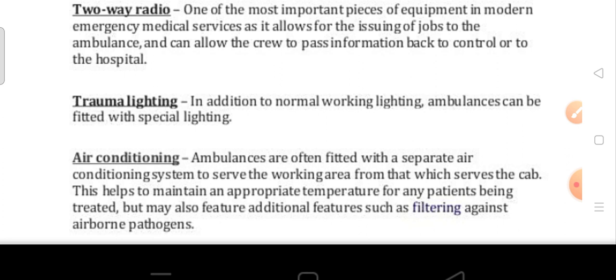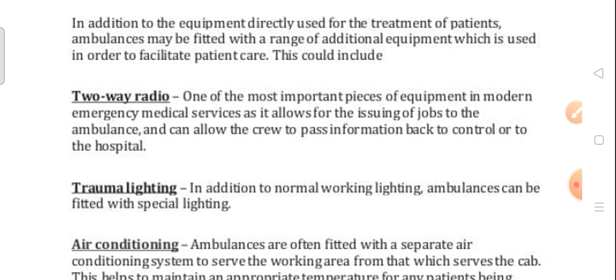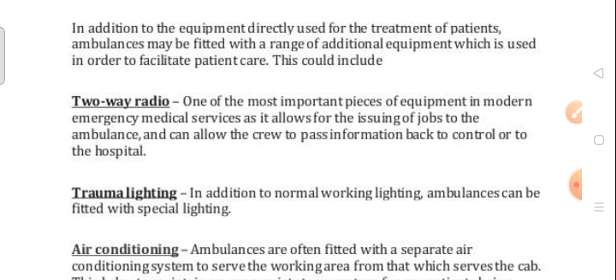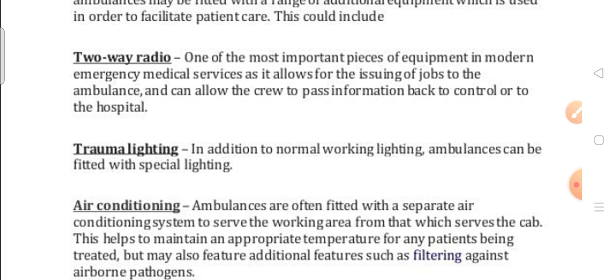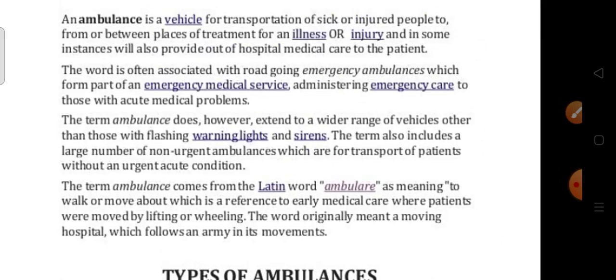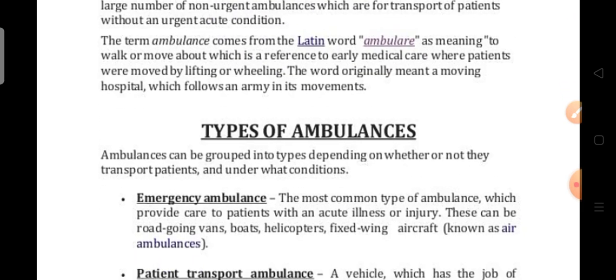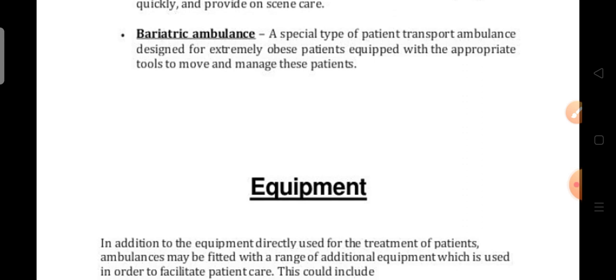These are the three types of different equipment. The ambulances may be fitted with a range of additional equipment. It's clear now? These points you can write now. Otherwise, you can write the starting point as introduction and types of ambulances, and then equipment and all.